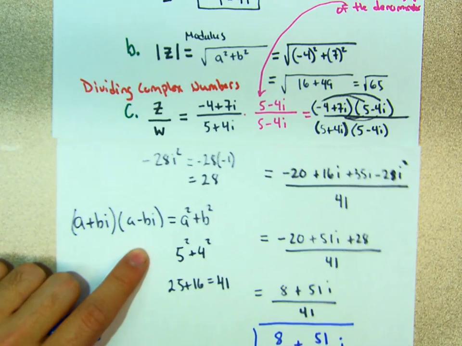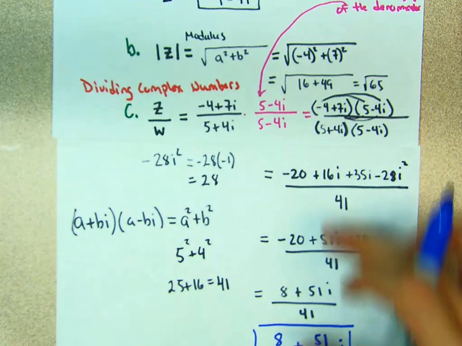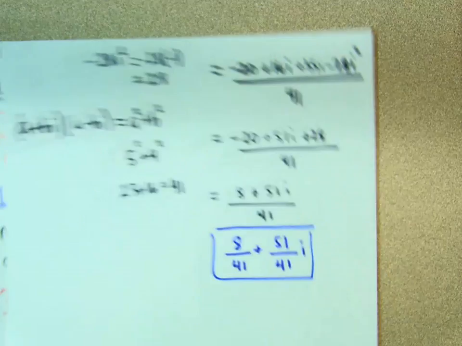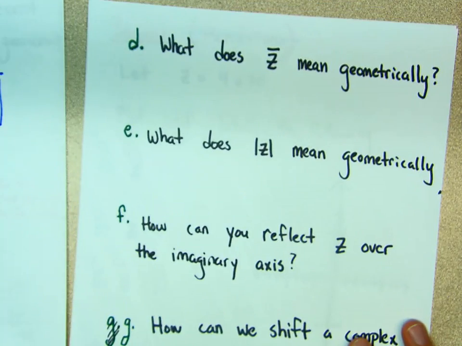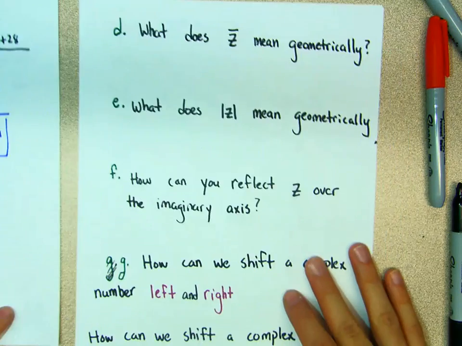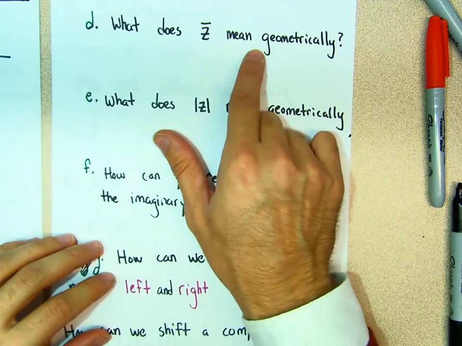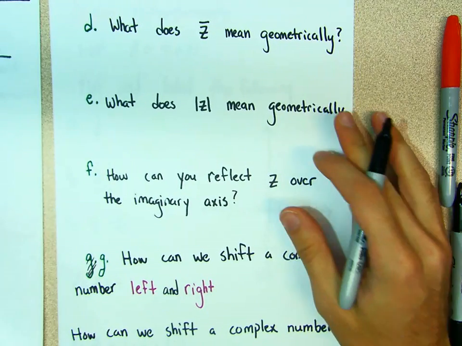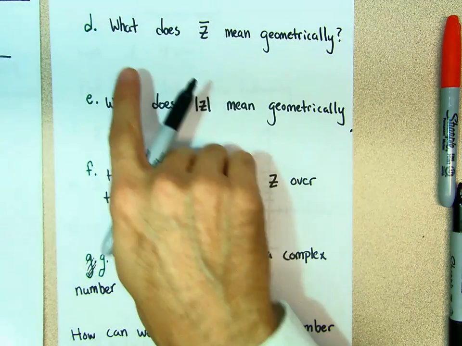And that's it. And that's how you divide complex numbers. Okay? So, yeah. Let's go on to the next part of the review. These were questions from your quiz. Now here, what does z bar mean geometrically? Well, what I want you to do is try and answer these questions on your own and pause the video.